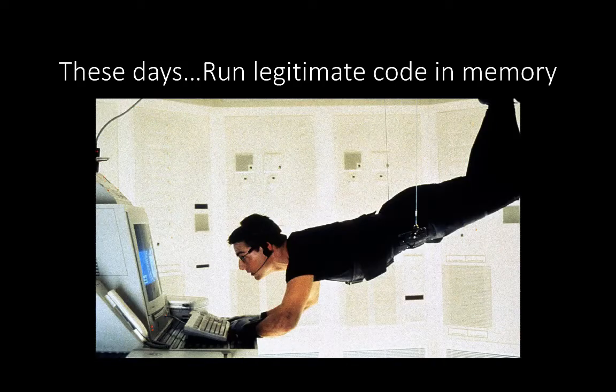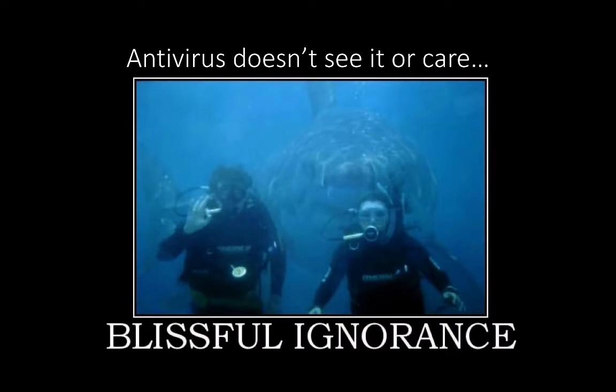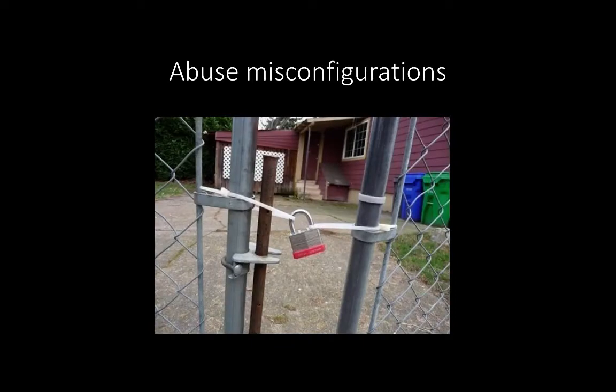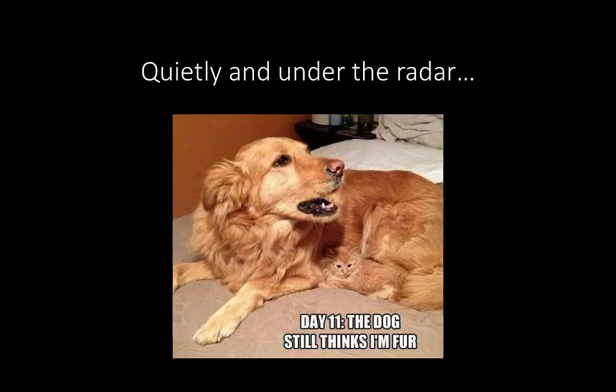And since we're using legitimate Windows tools, and we're running that legitimate code in memory so that it never touches disk, antivirus doesn't see it, it doesn't care, and we're able to do whatever we want on these systems quite easily. So we're going to go in and we're going to steal and use legitimate accounts, and we're going to abuse misconfigurations on this network to get access to the data and information that we want. And we're going to do this very quietly and under the radar.